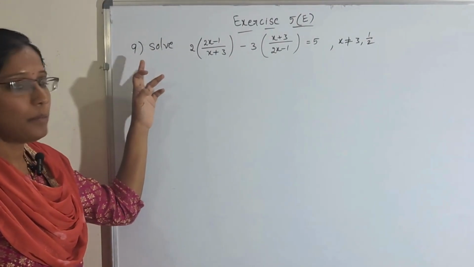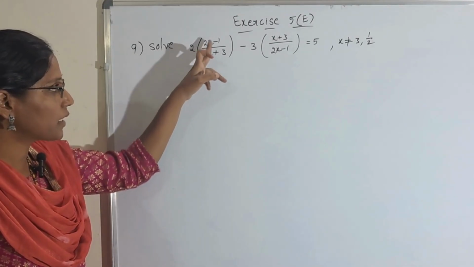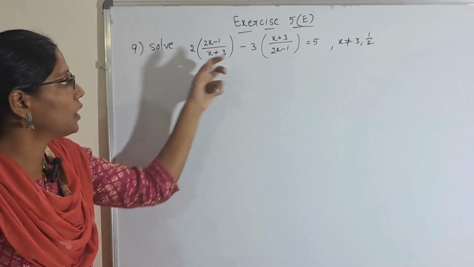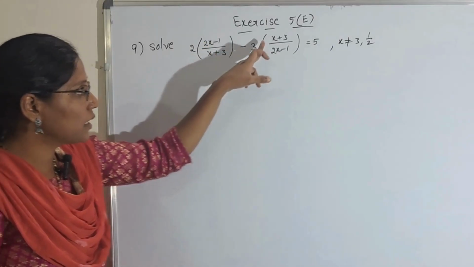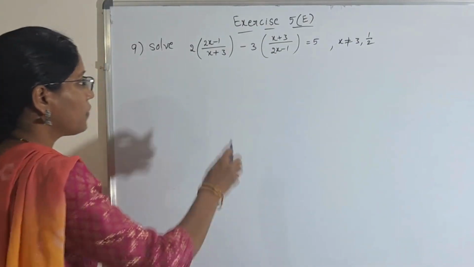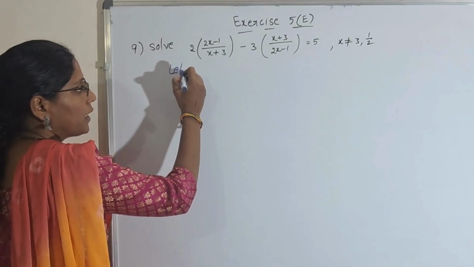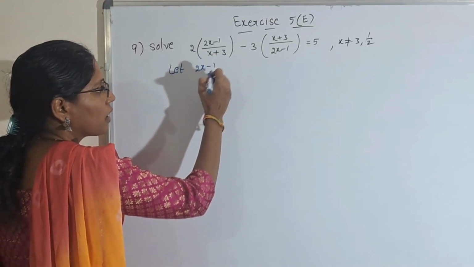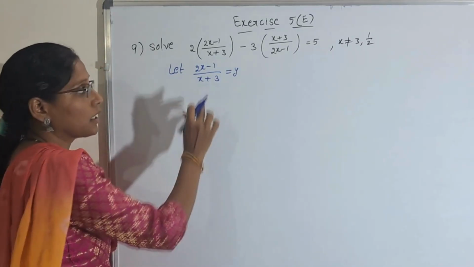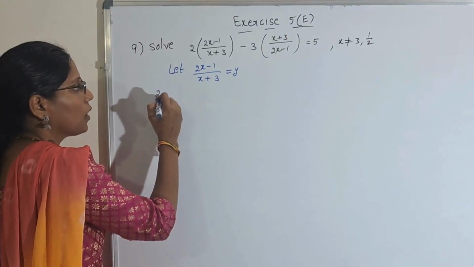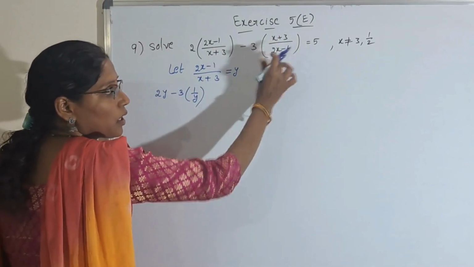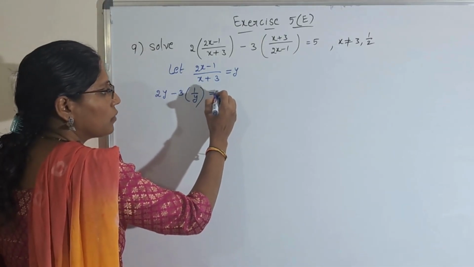Next, ninth problem. Solve 2 of 2x minus 1 by x plus 3. We should observe bracket values only. 2x minus 1 by x plus 3. Here x plus 3 by 2x minus 1. Reciprocal they have given. So first we have to take some, let 2x minus 1 by x plus 3 is equal to some y we have to take. Substitute in this equation 2y minus 3 of 1 by y. This is reciprocal is equal to 5.